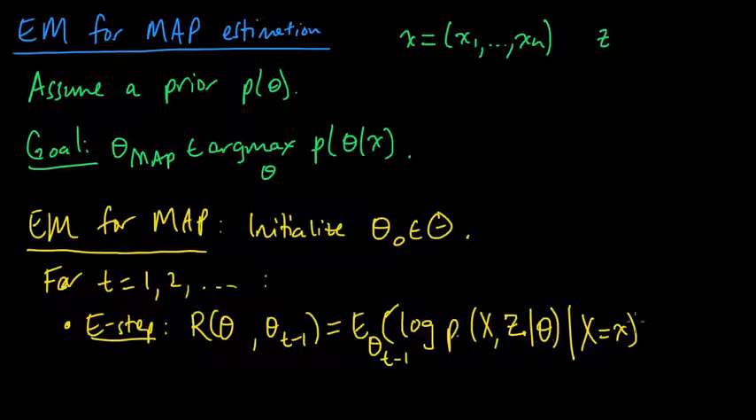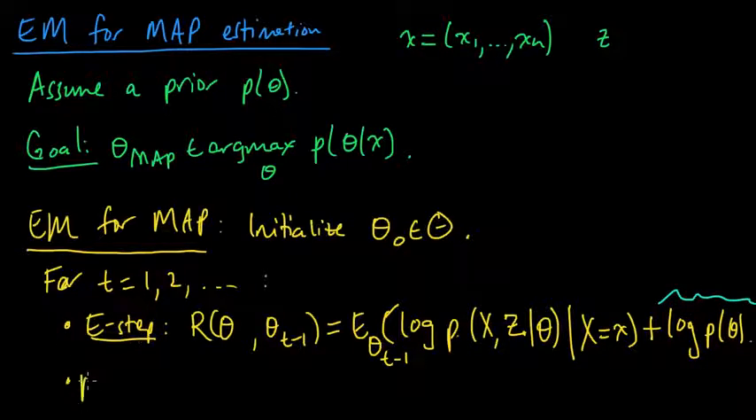Plus, this is the new part, plus the log of the prior for theta. That's the E step, and this is the part that's different. This is the new part right here. This is all essentially the same.